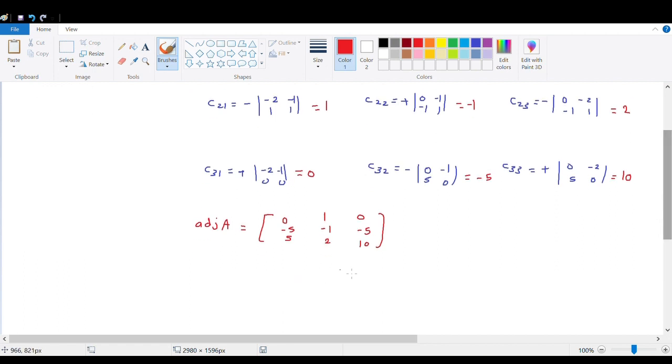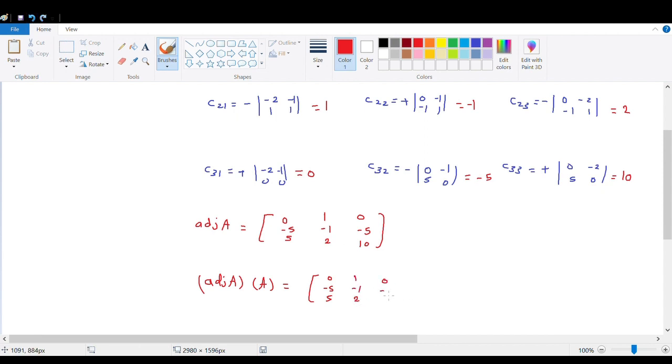Now to find A inverse, first we need to find the determinant of A. To find the determinant of A, let us take the adjugate of A multiplied by A. This will give us 0, minus 5, and 5, 1, minus 1, and 2.